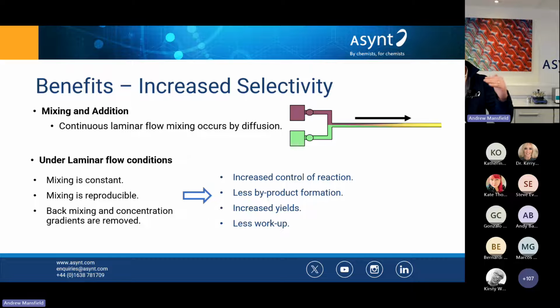And as our reagents and our reactions are carried out along that capillary, our product doesn't see any excess of reagents unless we want it to. So that eliminates back mixing as well, and eliminates those concentration gradients. So you can see that's given us a little bit more control. So we have increased control of our reactions, and we can control the reaction pathway. So, as we've said before, less byproducts, less workup, increased yields.